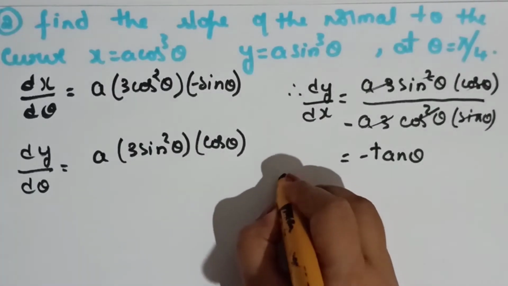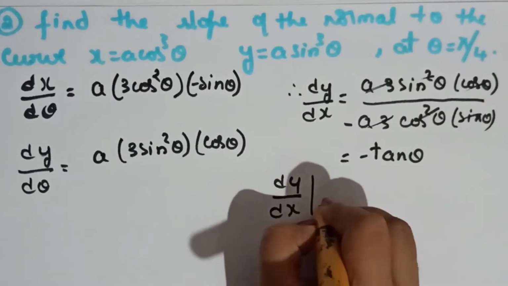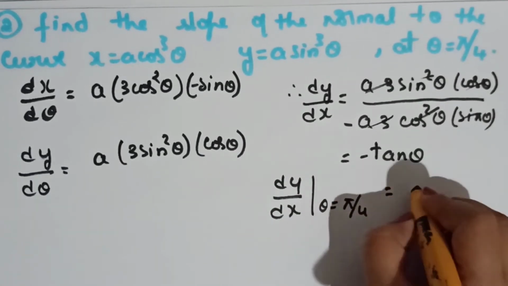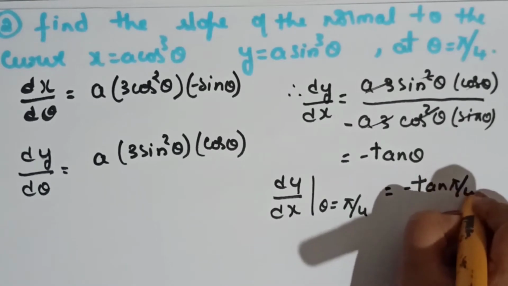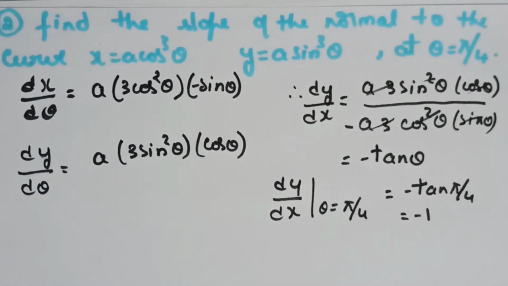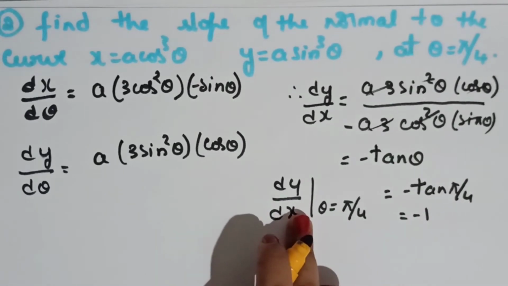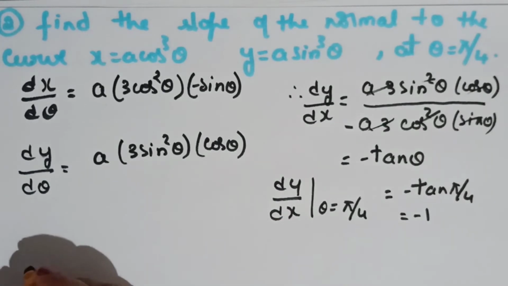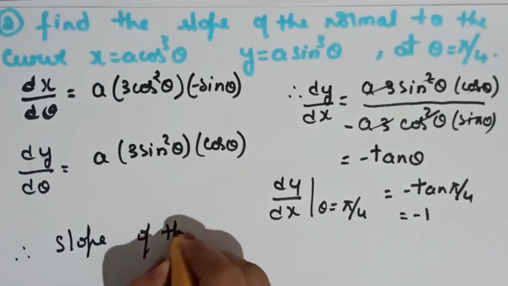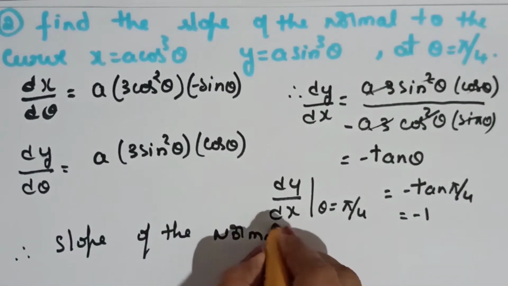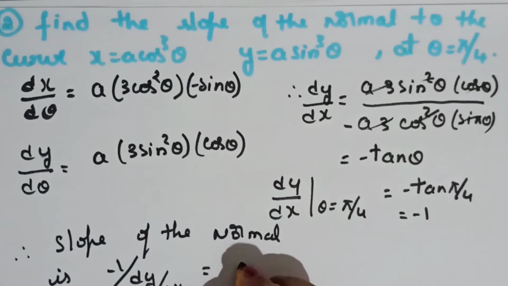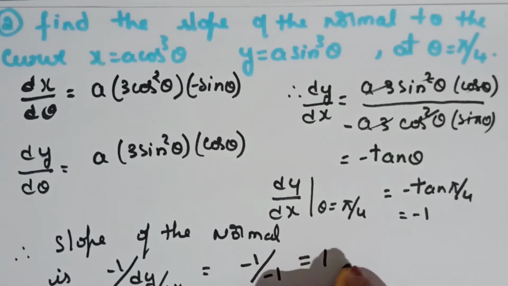So now we will find dy by dx at theta is equal to pi by 4. So this is minus tan pi by 4. Value of tan pi by 4 is 1, but you have minus here, so the value will be minus 1. Now this is the slope of the tangent. Now we are supposed to find the slope of the normal. Therefore, slope of the normal is minus 1 by dy by dx, which will be equal to minus 1 by minus 1, and that is equal to 1.